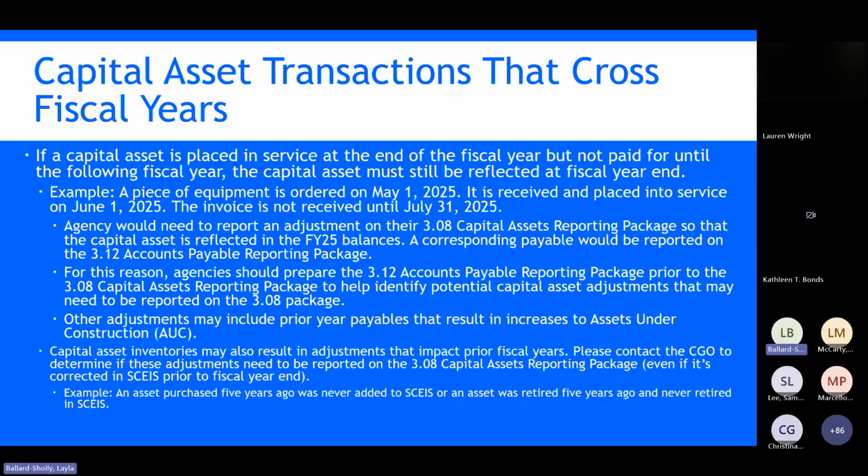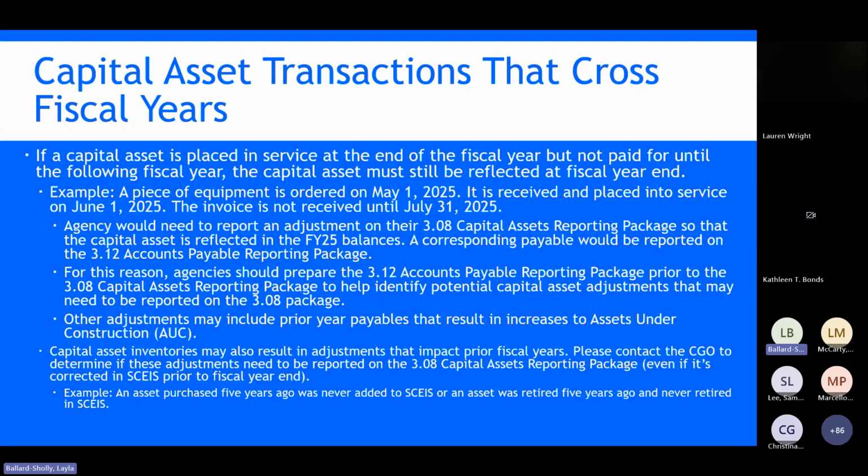For this reason, I realize it even says this in the manual, you should try as best as you can to prepare the accounts payable reporting package prior to the capital assets reporting package. I think they're due the same day this year, but if you're able to, try to do that because it can help you identify potential capital asset adjustments that you need to report on the capital assets reporting package.